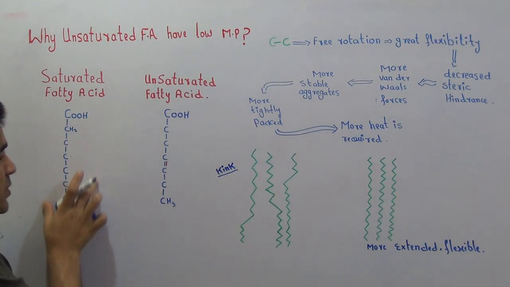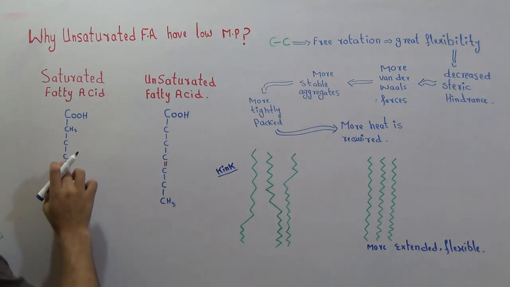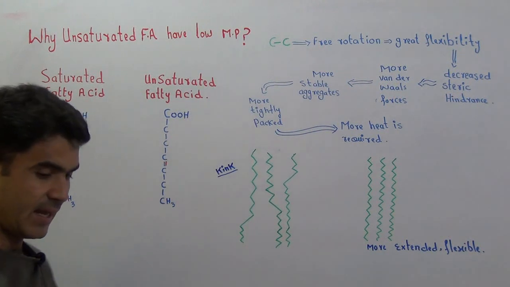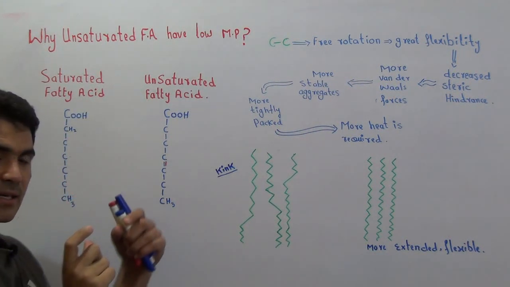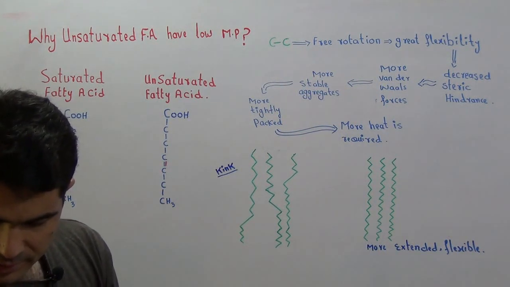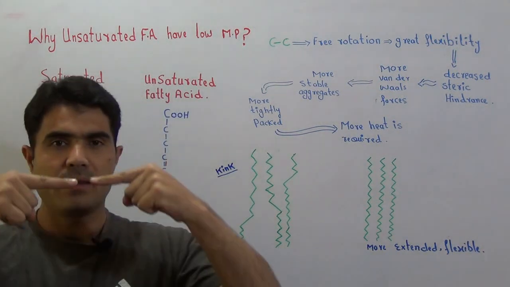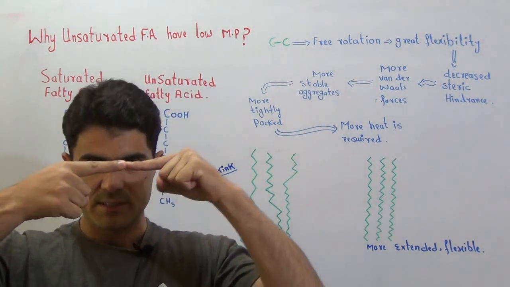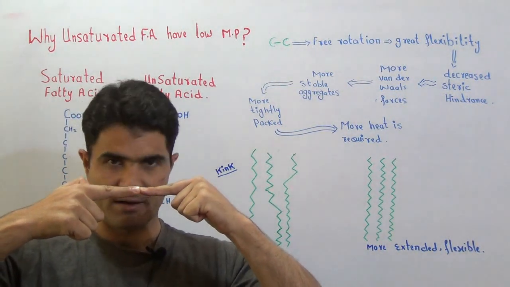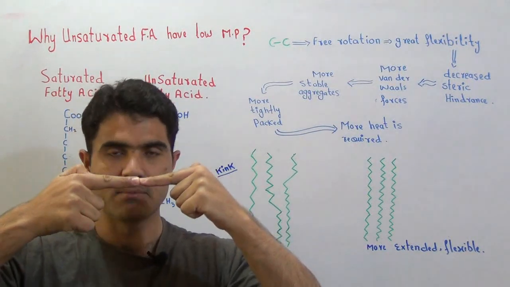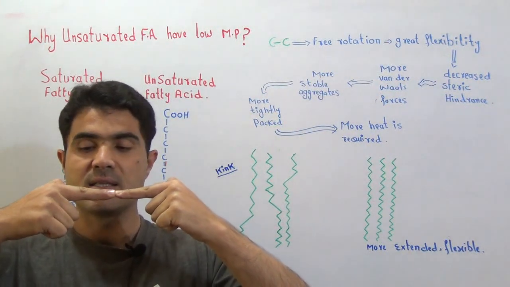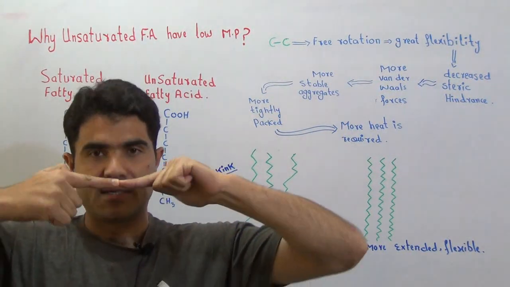In the case of saturated fatty acids, between every carbon atom there is a single bond, and at that single bond there is free rotation. How? Let's suppose this is a single bond, and on its right there is one carbon, and on its left there is another carbon, and between the two carbons there is a single bond. When there is a single bond between two carbon atoms, these carbon atoms can rotate.